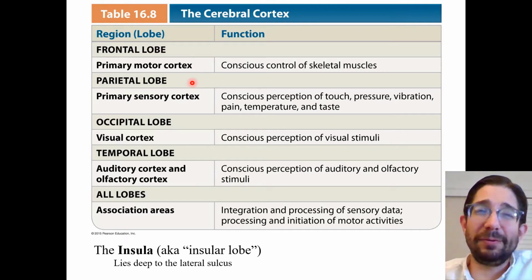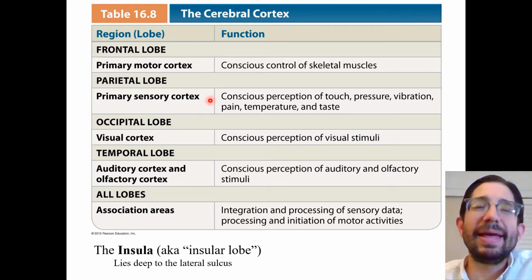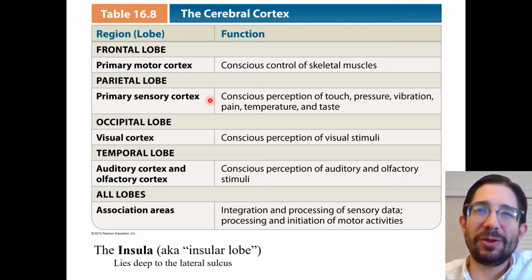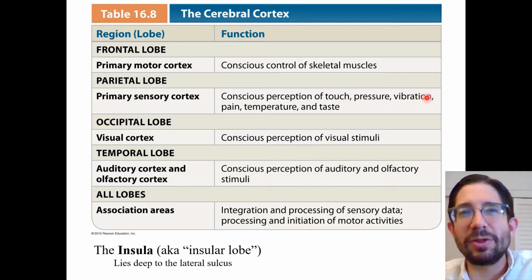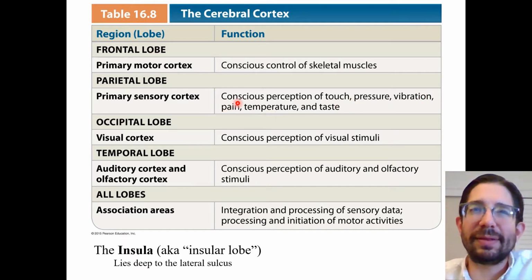The parietal lobes have a primary sensory cortex, really close to the motor cortex. It's right next door. This primary sensory cortex, it processes a lot of sensory information, but with a few exceptions like vision and hearing and smell. So when we're talking about touch and specific things that are similar to touch like pressure and vibration, pain, temperature are all processed here, and also taste. So if you're trying to remember what lobe processes certain sensory receptor signals, chances are it's the parietal lobe.